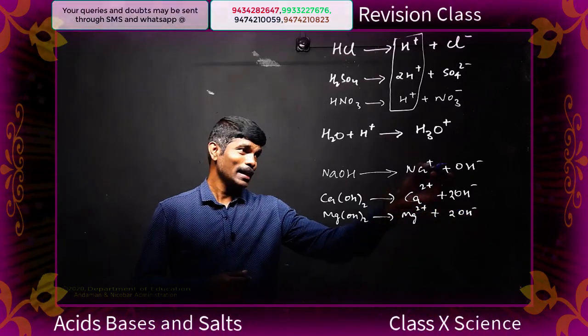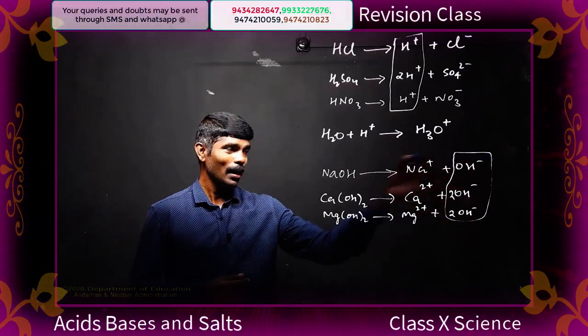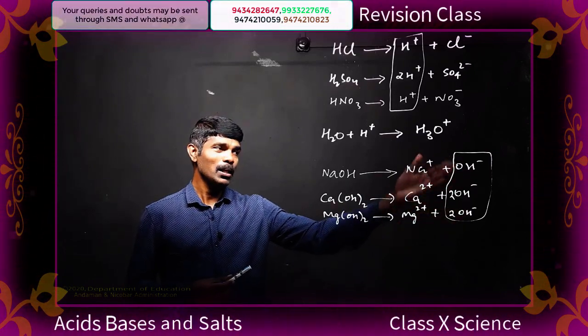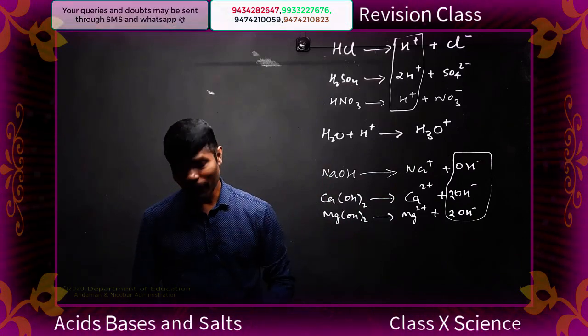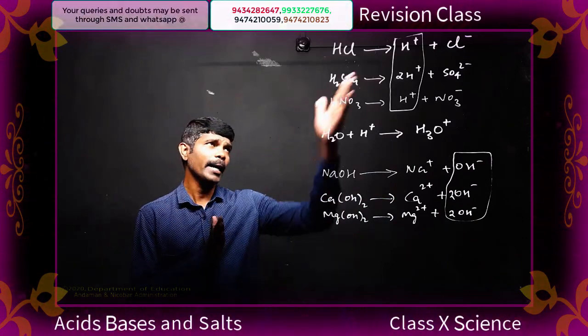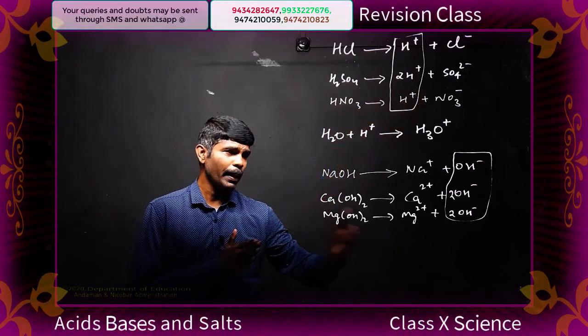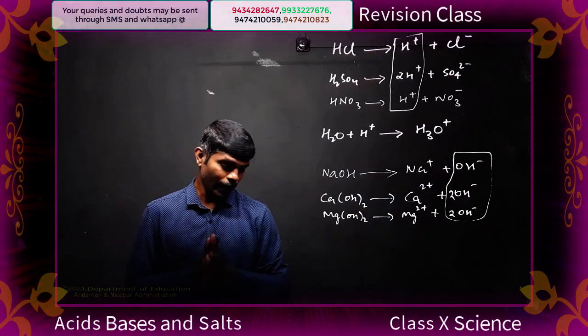So in all these cases we can see very well that what is obtained is the hydroxyl ion. OH- ion is the common thing in all the bases. So altogether we can say that in acids hydrogen ion is the common thing, and in case of bases hydroxyl ion is common, right? So this way we can understand.